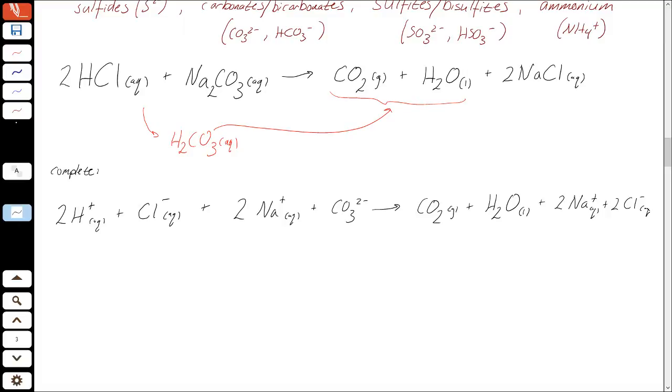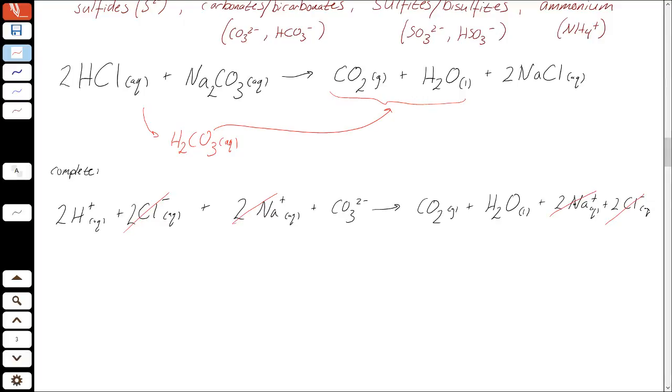So our spectator ions here are the ones that are not involved in the reaction. Oh, I forgot a 2 here. Are chloride, which is on both sides, and sodium, which is on both sides.